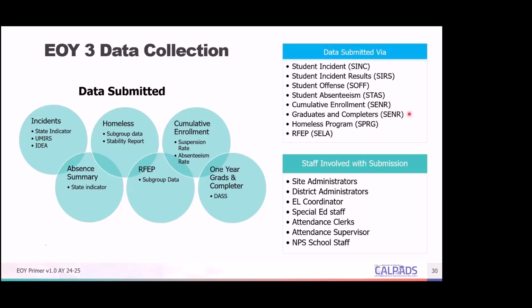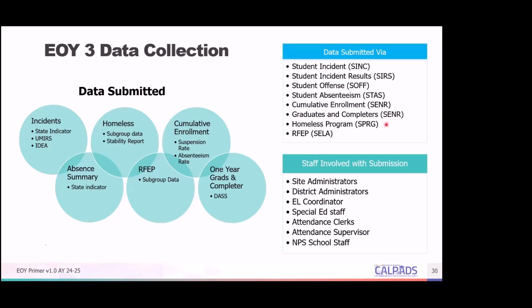And next is graduate and completer information. So a count of students who graduated or were completers in the current academic year are provided through SENR records. It should be noted, though, that early grads and late grads may not be included in your four-year cohort reports, which also have graduated and completer information.